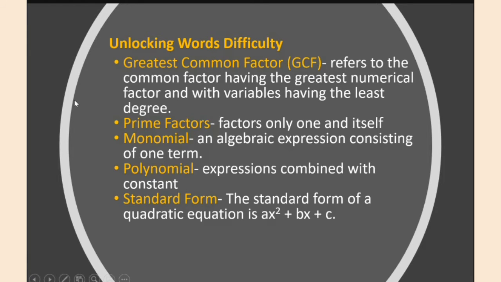How about monomial? From the word mono, it means 1. So it is an algebraic expression consisting of one term. When we say one term, it is a monomial. When there are two terms, for example, x squared plus 6, x squared is the one term, and 6 is the second term. Two terms is called a binomial. Three terms is a trinomial. Four and onwards, and many more, is considered a polynomial.